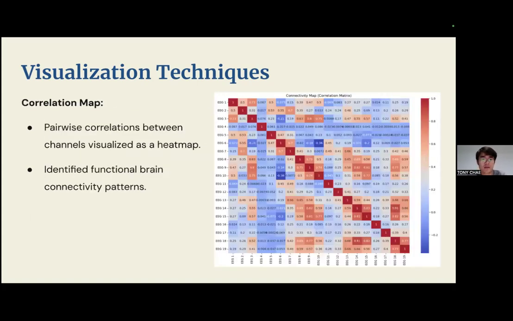Lastly, we have tried the correlation map, and this correlation map shows the pairwise correlation between the different channels, channel 1 to channel 19. The more red it is, the higher the correlation, as you can see along the diagonal, and the more blue it is, the less related the channels are. This shows the functional brain connectivity patterns.